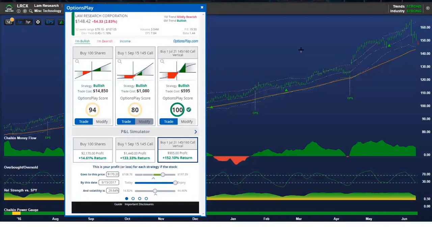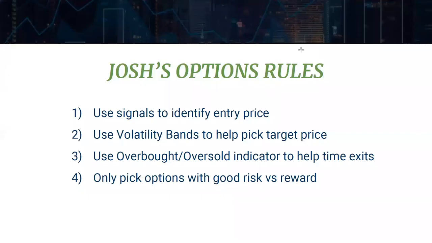All right. So I have a couple rules, and I talked about them a little bit. I just want to go over them, reiterate them for you. I use those signals to help me identify my entry price, just like Sandy does. You want to know when to get in and when to get out. I talk to subscribers every day. We go over my rules, their rules, and understanding when to get in and when to get out is a big topic of conversation.